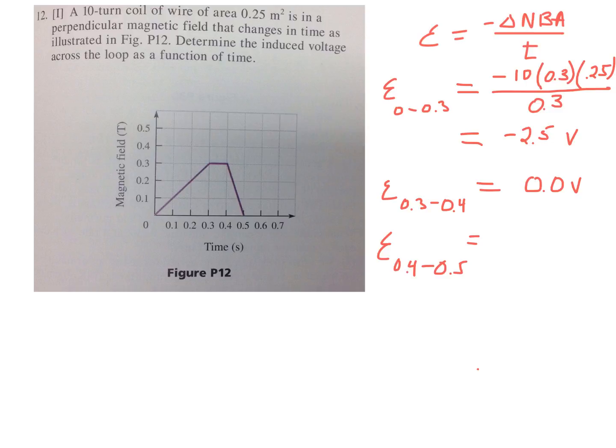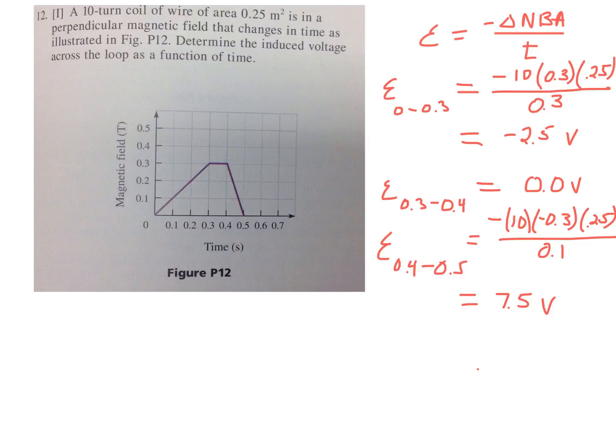And it's once again, we're going to go negative, 10 turns still, 10 turns. The delta B is negative 0.3. It goes from 0.3 to 0, so that's a negative 0.3 change times the 0.25 meters squared coil divided by a time of 0.1 seconds. So over that time frame, if you do the math there, you get positive 7.5 volts.